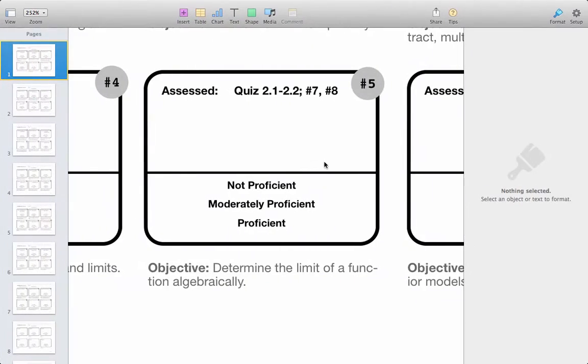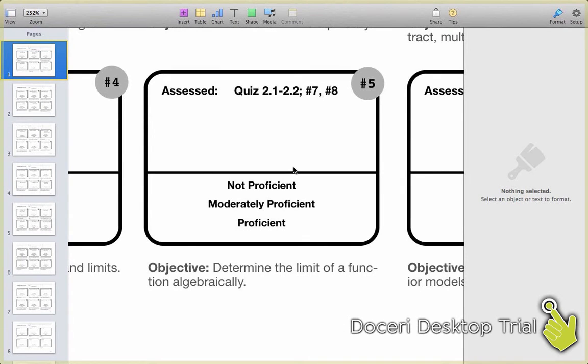So if I'm looking at objective number 5 here, and I'm only looking at 2 problems, I have to get both of those problems correct to be proficient. So let's suppose that I got them both correct. Then, just on my sheet, I would circle proficient. Or if you've got a highlighter, you might highlight proficient.